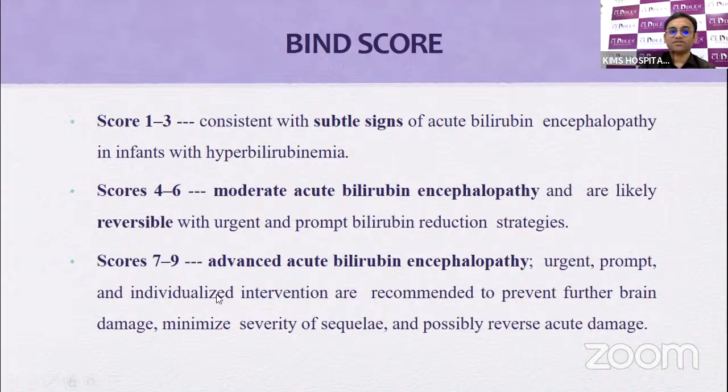And a score of 7 to 9 is advanced acute bilirubin encephalopathy, where urgent, prompt, and individualized interventions are needed, because by doing this we can prevent further brain damage. We can minimize the sequelae of the already damaged brain, and sometimes, if you are lucky enough, we can reverse the damage that has already happened by removing the bilirubin from the body.